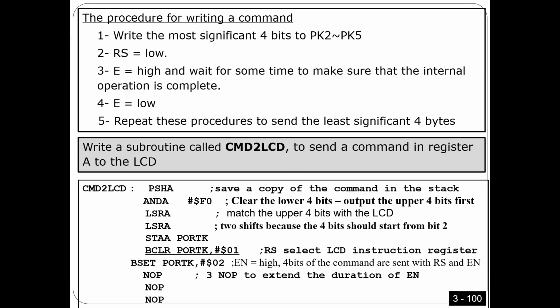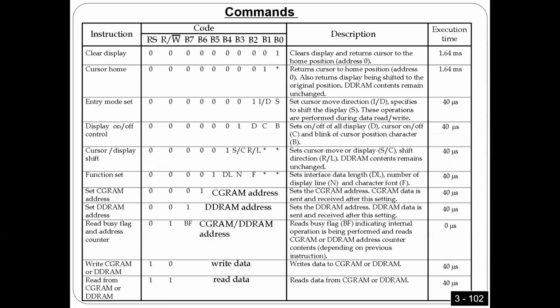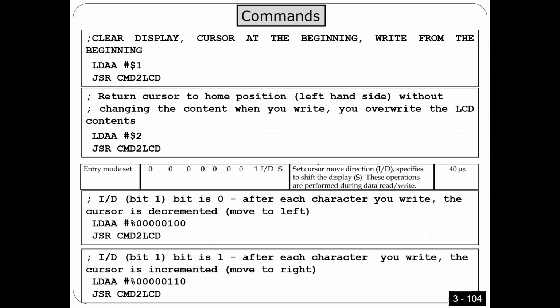Also, last time I explained another function. We call this function command to LCD. This function is used if you want to send a command to the LCD. What you have to do is store the code of the command in register A before you call this function. Then I explained several commands we have. Every command has a code, right? So I explained this function and the several commands we have here.